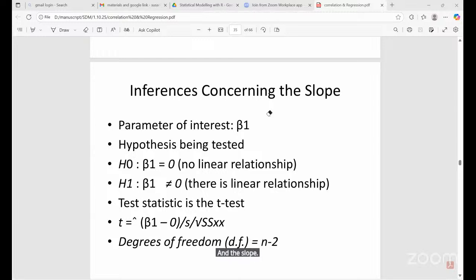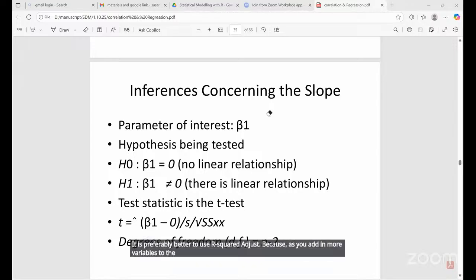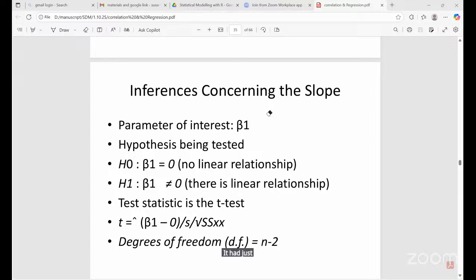Data registration, I think the forum will send. Which R squared? When we are comparing different models with more than one independent variable, it is preferably better to use R squared adjusted, because as you add in more variables to the model, it adjusts for any other parameter added into the model.